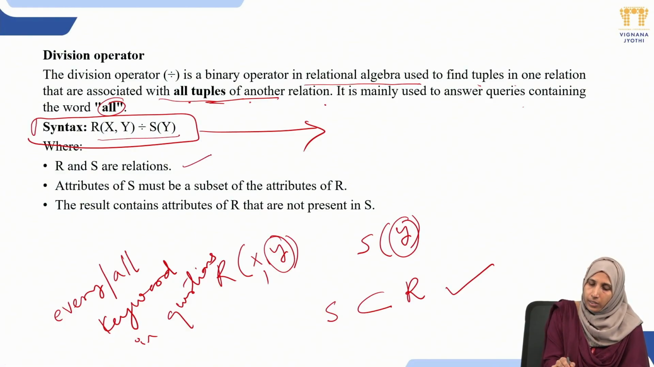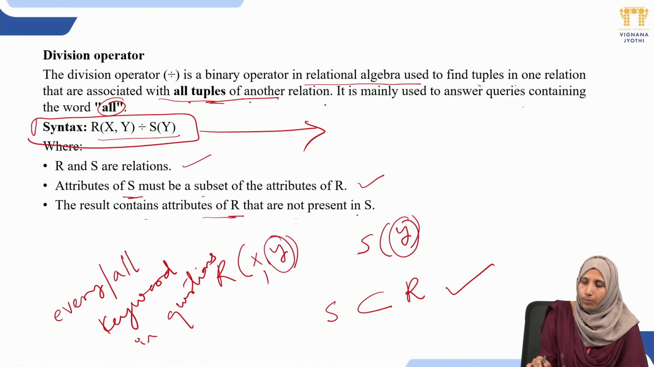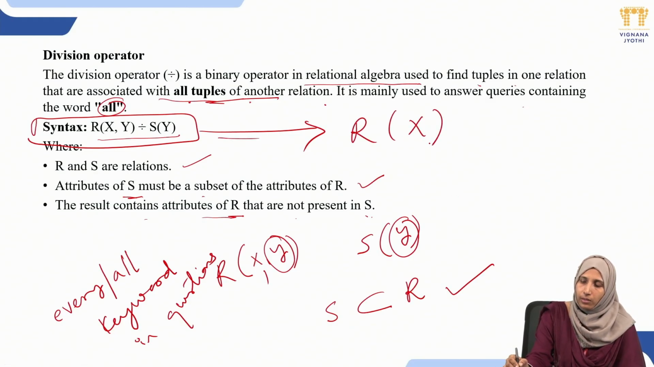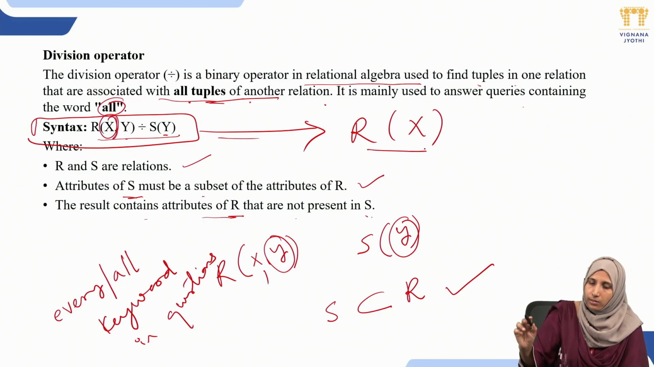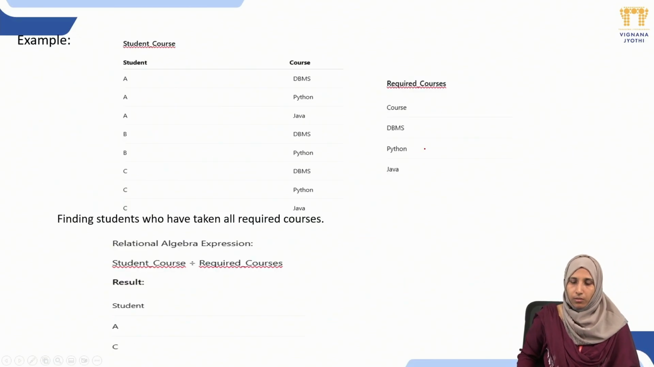R and S are two relations. Attributes of S must be a subset of attributes of R. The result contains attributes of R that are not present in S. The result will be R of X, which subtracts Y from R. The remaining elements of R will be your result. This is how the division operator works.